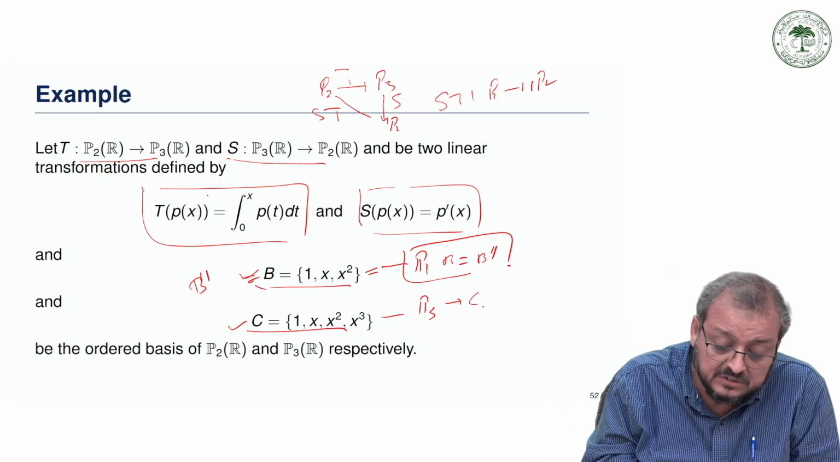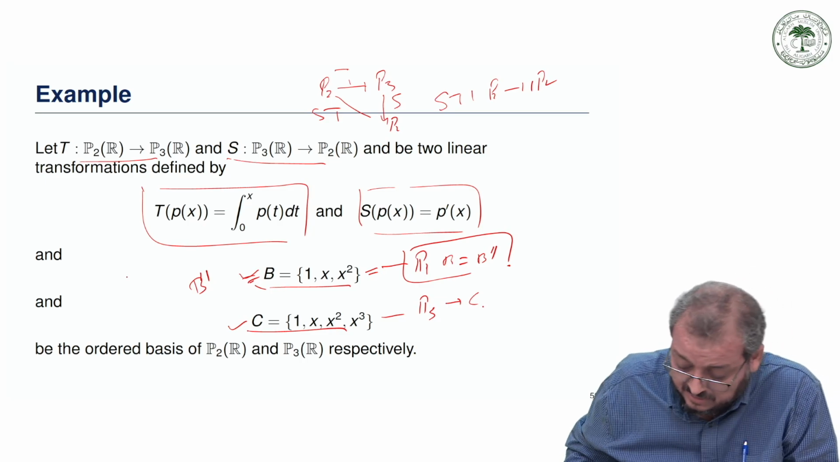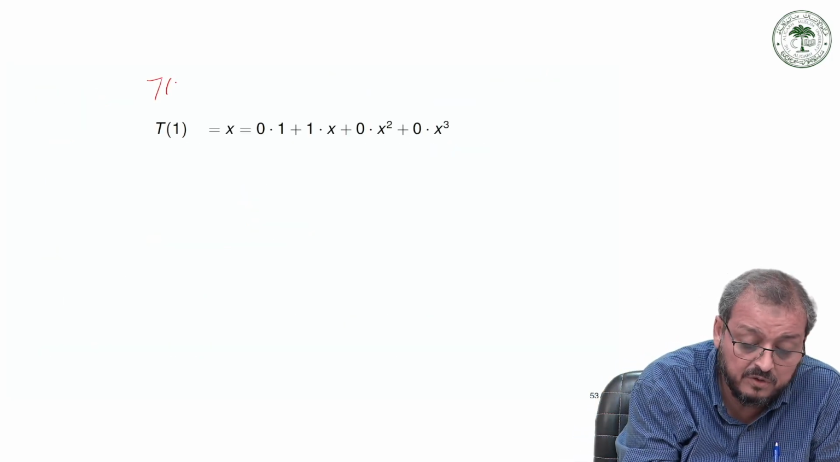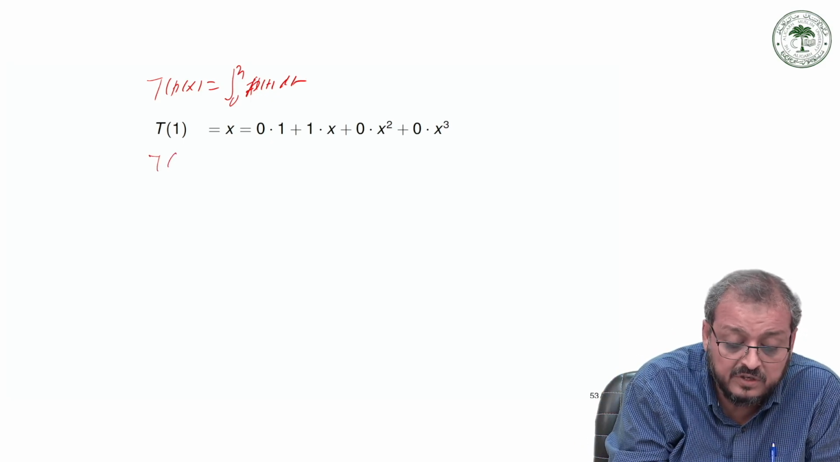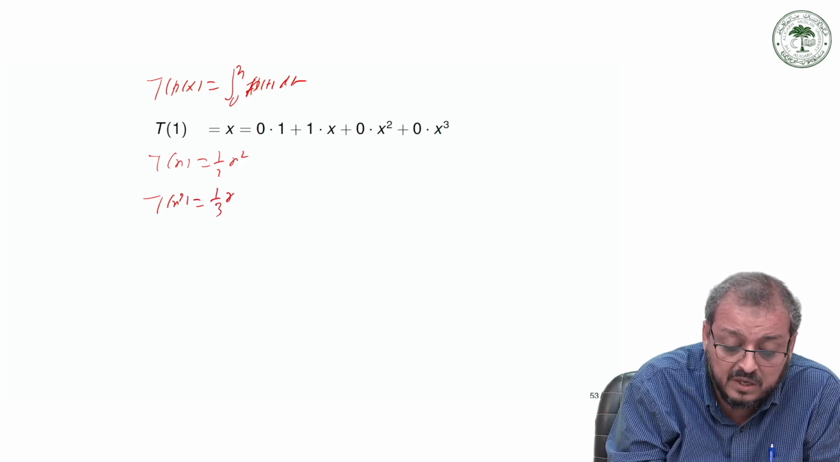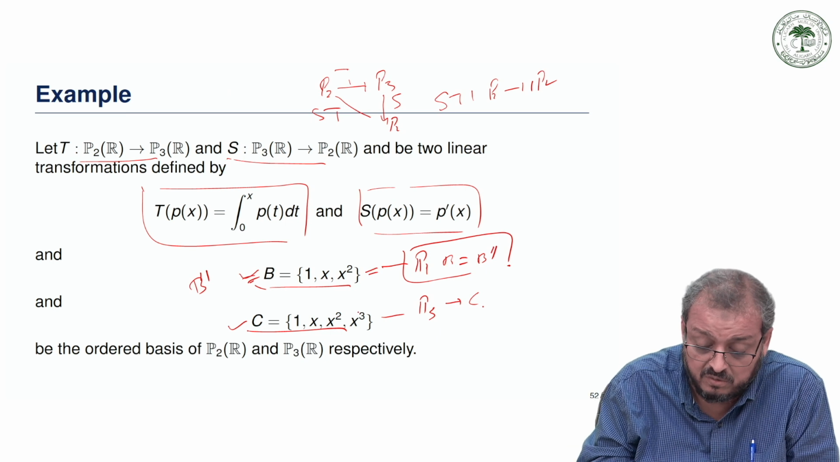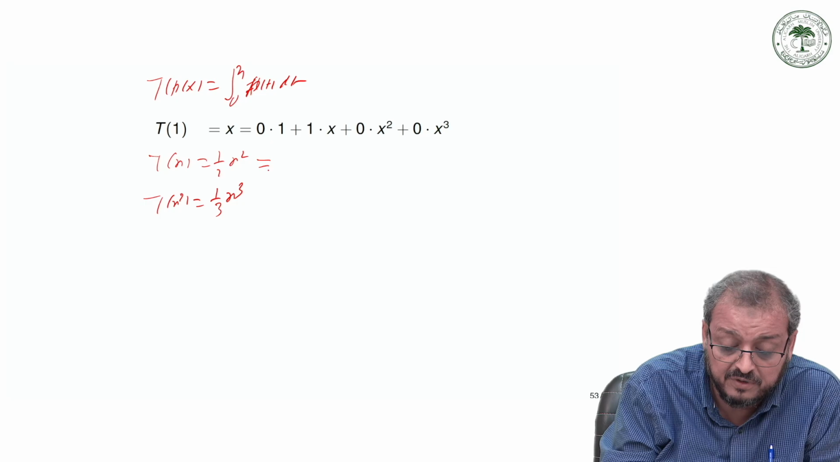Okay, so we calculate first T of 1. T of 1 means the integral of 1 dt from 0 to x, so T of 1 is equal to x. So T of p(x) is defined as the integration from 0 to x of f(t) dt. Next we take T of x, which is equal to 1/2 x squared, and T of x squared is equal to 1/3 x cubed. Okay, this can be written in the form of x squared.